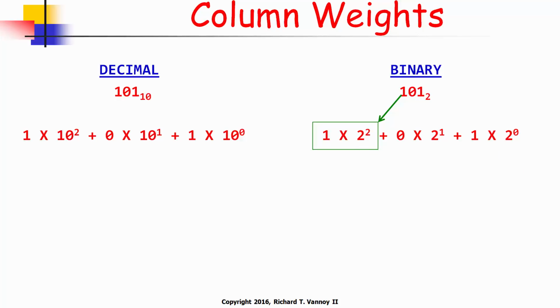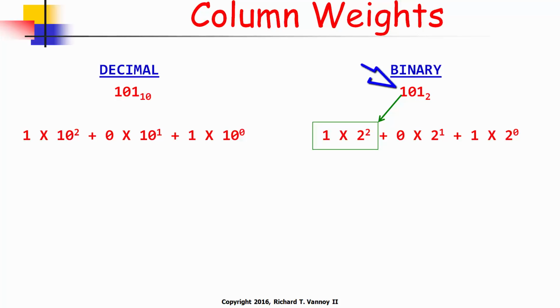And later, we'll get into the hexadecimal system, which is a base 16 system, and we'll replace all of those 2's with the number 16. So they're all the same. It's just that each column has a different weight based on the power of the base.